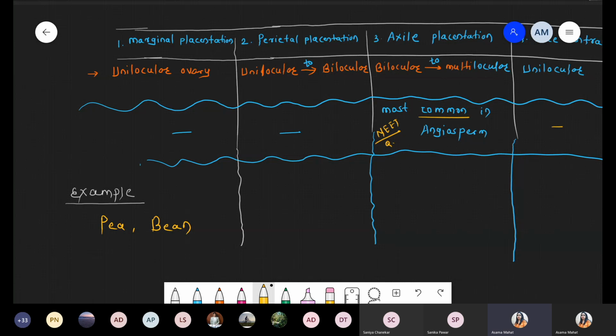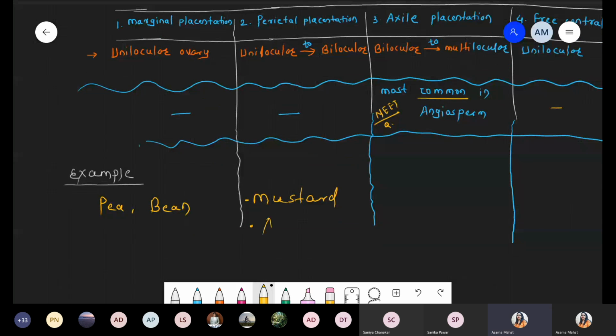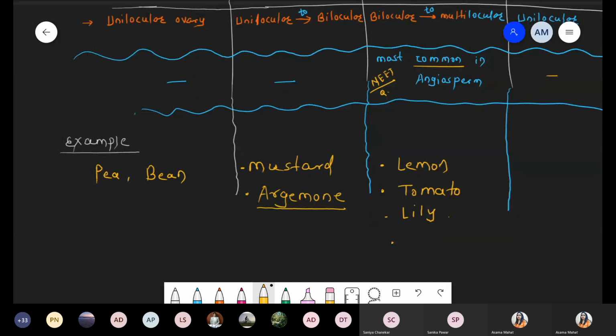In case of parietal, the example is mustard, and another example is Argemone. Underline Argemone because it's a biological name. Now, axile, which is the most common, it is present in lemon, tomatoes, lily, and China rose.